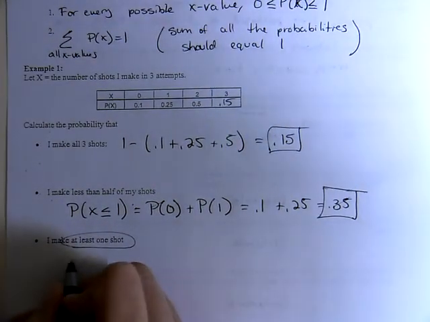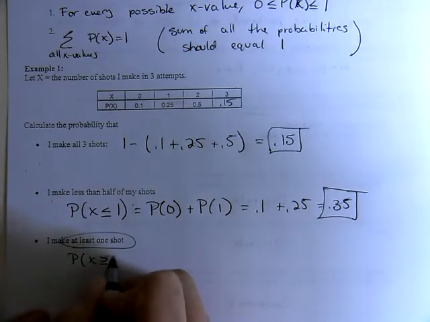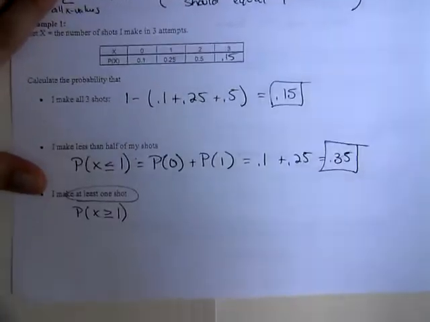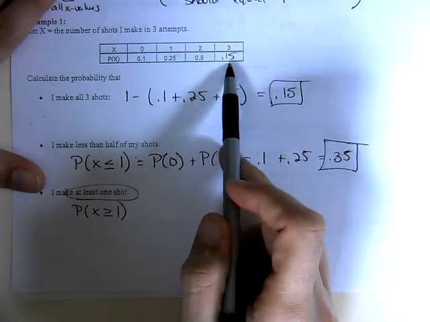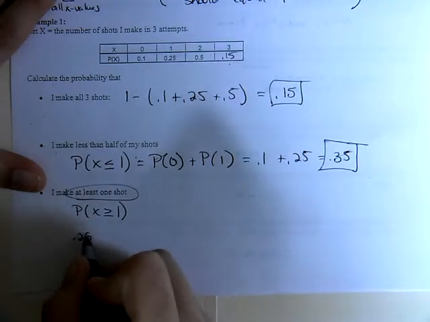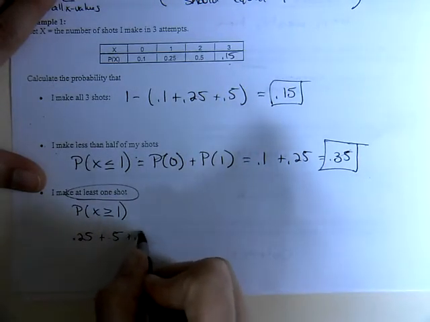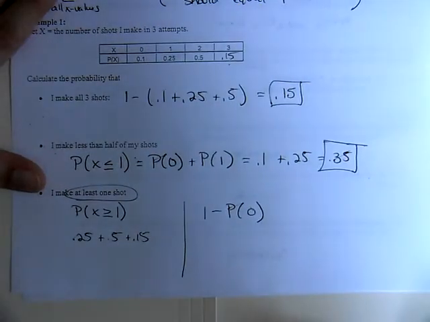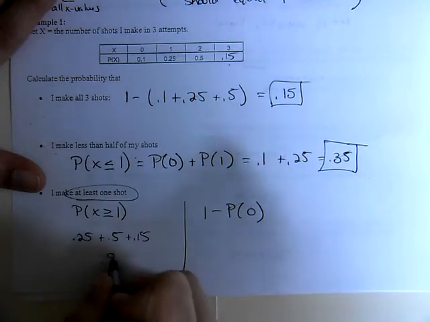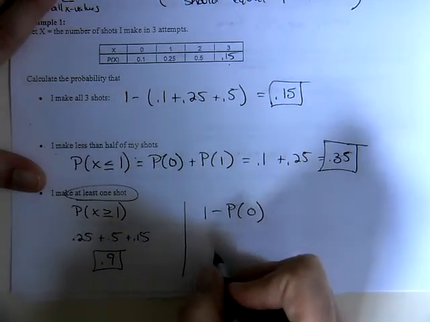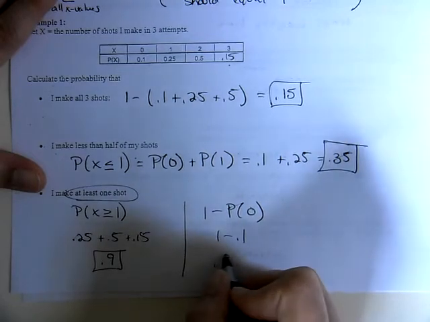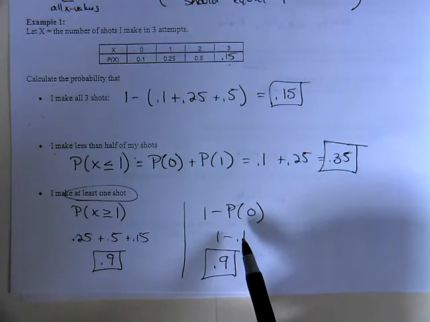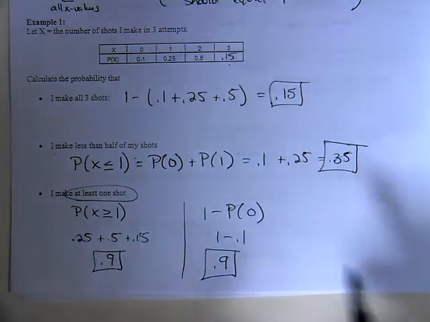I make at least 1 shot. So this is the probability x is greater than or equal to 1. There's really 2 ways to do this. You can add up the top 3, 0.25 plus 0.5 plus 0.15, or we can do 1 minus the probability I make none of my shots. It's not so bad with a table, right? You can easily add up, but if it gets more complicated, like I said before in chapter 6, the 1 minus the none thing is a lot easier to do.